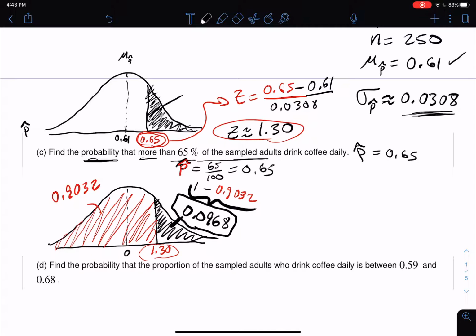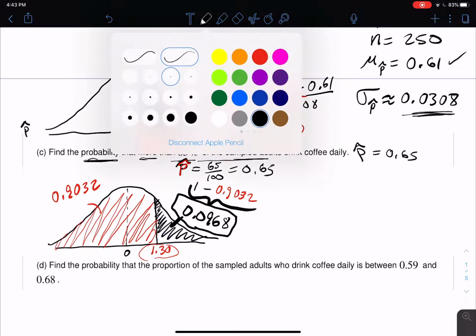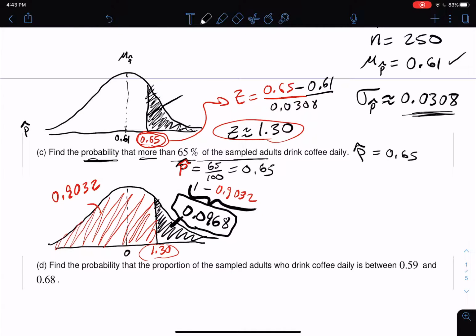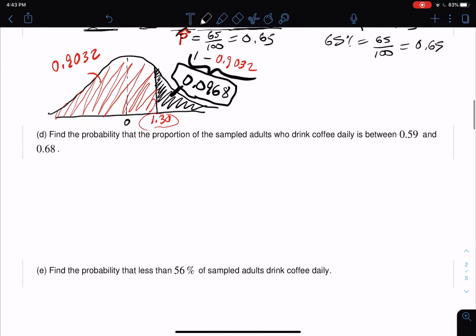So once again, I need to make this smaller. When we're looking at the 65%, this is a p hat there, right? It's the sampled adults, so it's a sampled proportion. Once again, 65% can be thought of as 65 out of 100, definitely a proportion, and also could be written as 0.65 or 65 hundredths. All right, let's do the next one.